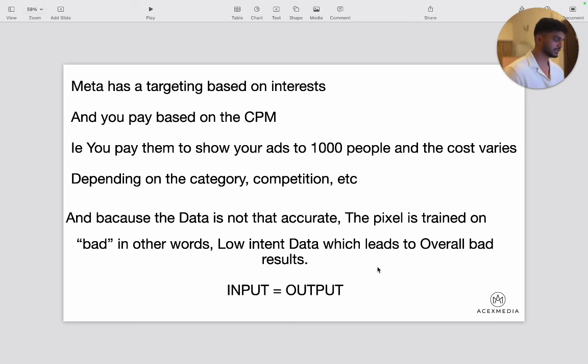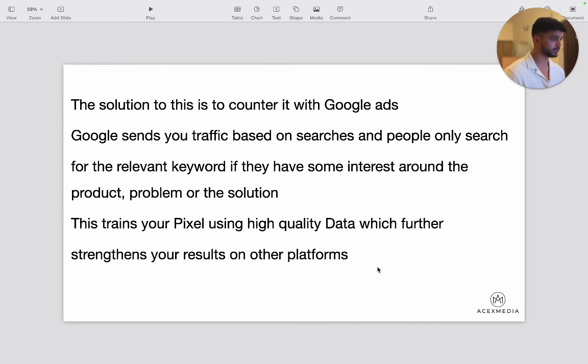Now, what happens with this is Facebook doesn't know your ideal customer, and it has to find you audiences based on what it thinks is your ideal customer. Whereas what we do is we train the pixel with Google ads. Google sends you traffic based on searches, and people only search a relevant keyword if they're interested in something. Let's say you have a pet and you want to buy pet food for your dog, right? You go online and you search pet food. Your Google ads are going to show up on the search results.